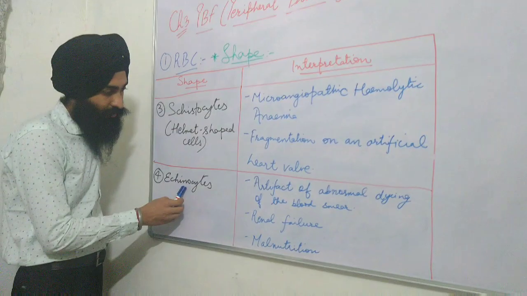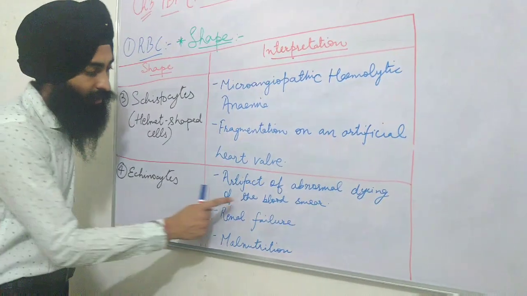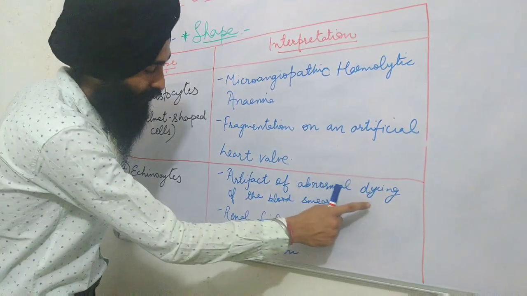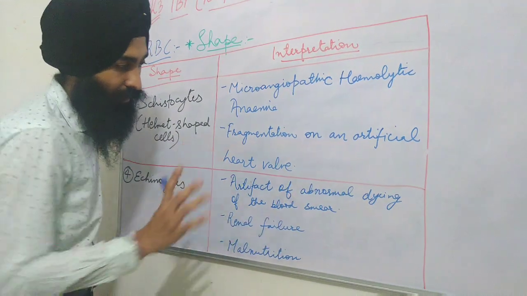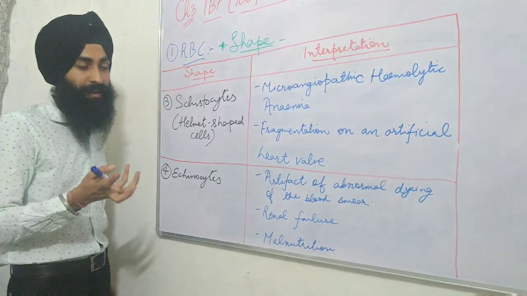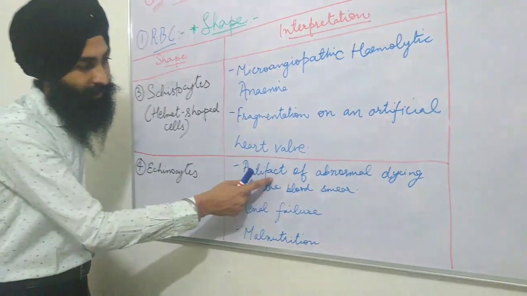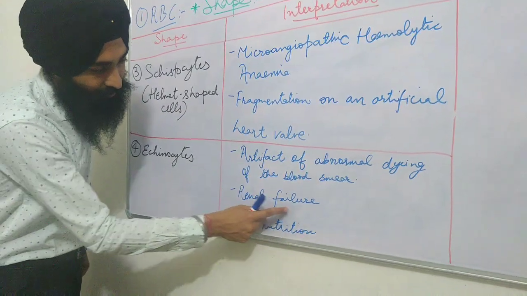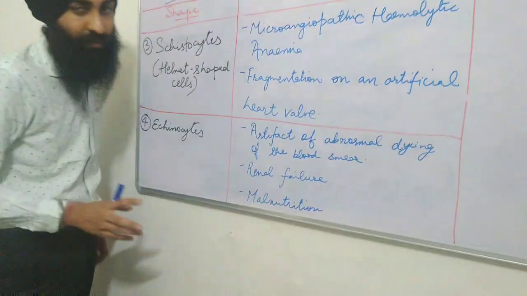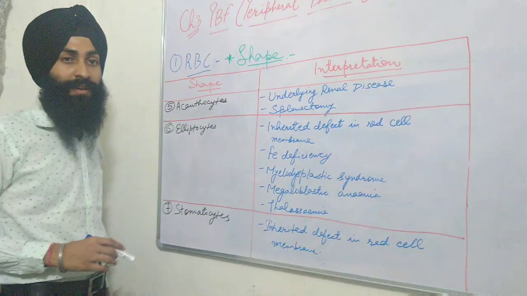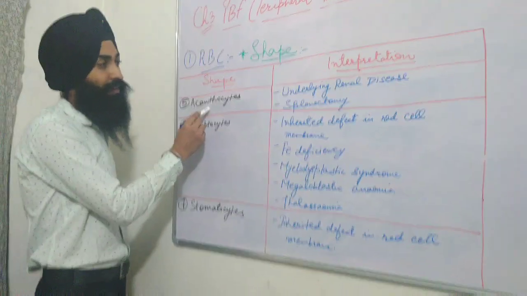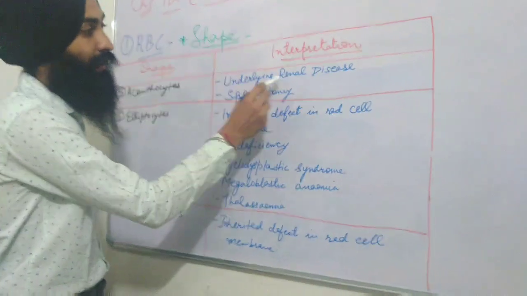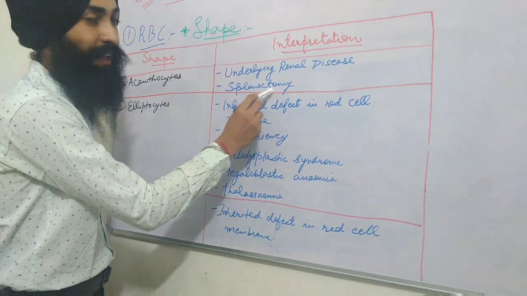Fourth one is echinocytes. Echinocytes can be seen as an artifact of abnormal dyeing of the blood smear. It means they are not abnormally found, but they are the artifact due to the abnormal dyeing. And second one is the renal failure, and third one in the cases of malnutrition. Fifth is acanthocytes, which are seen in the underlying renal disease or splenectomy.